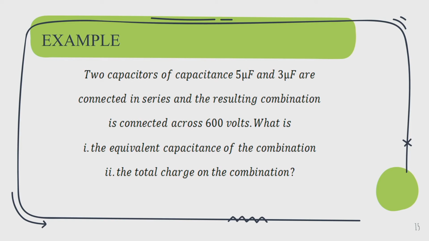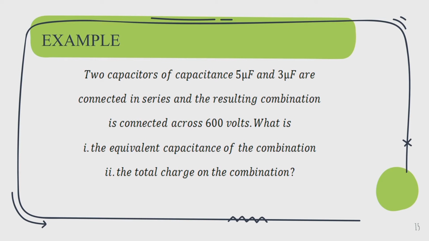So we take the LCM. The LCM is 15. So 15 divided by 5 is going to give us 3 plus 15 divided by 3, 5 times 1 is going to give us 5. So all our results will be in microfarad. And from here, 1 over C equivalent is going to be 8 over 15 microfarad.